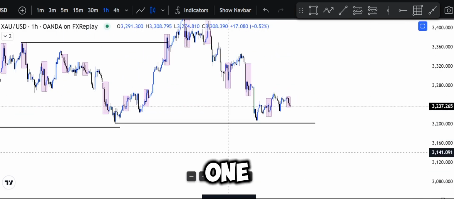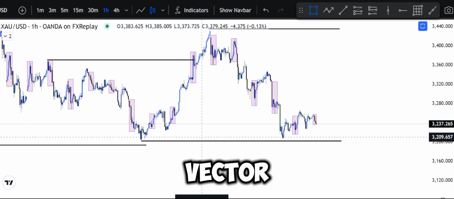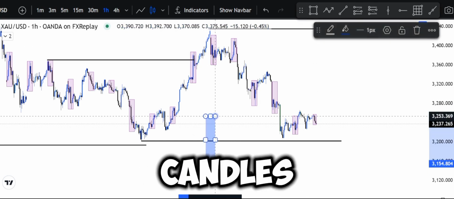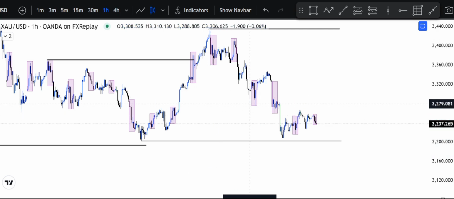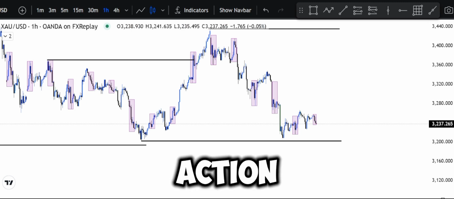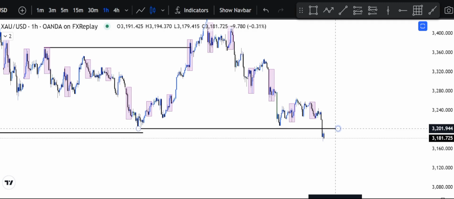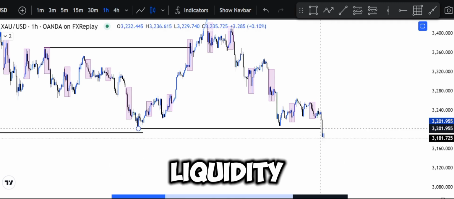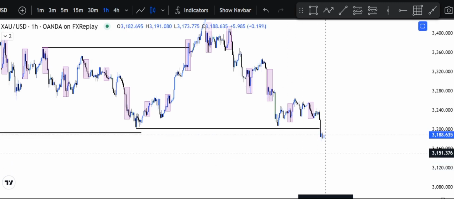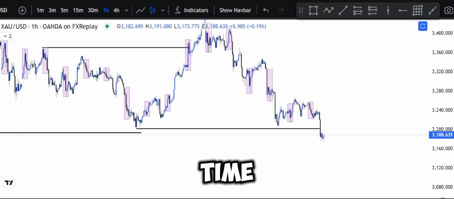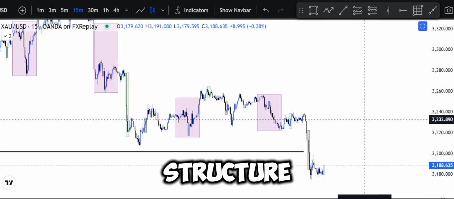Now we want one of these highs and lows to be taken out with vector candles. Vector candles are simply long marubozu candles that have low or no wicks. Let's forward the price action. We have here inducement or liquidity sweep. Now we can go to lower time frame, 15-minute or 5-minute, look for supply and demand break of structure to the upside.